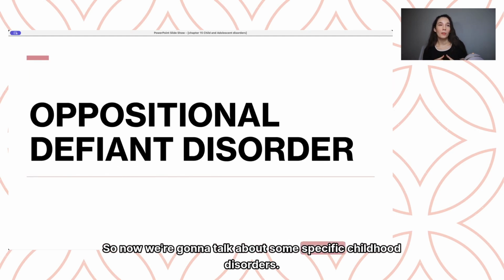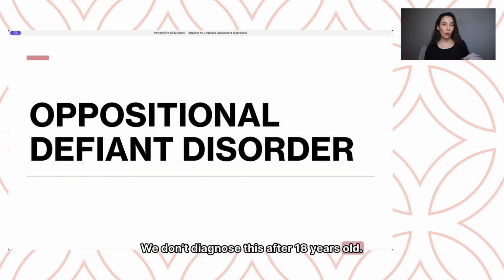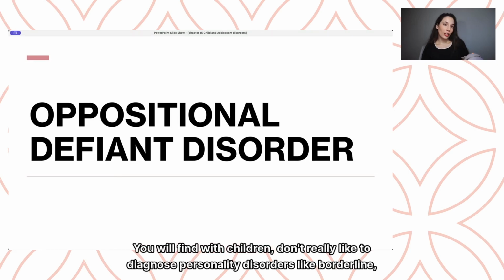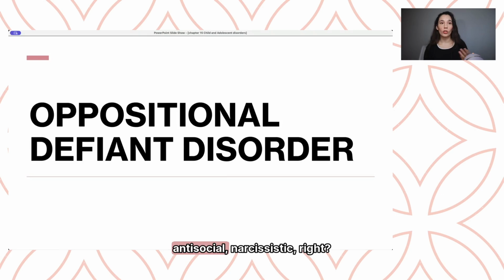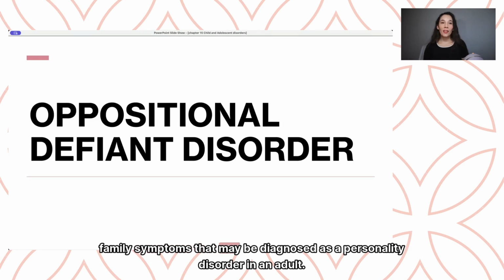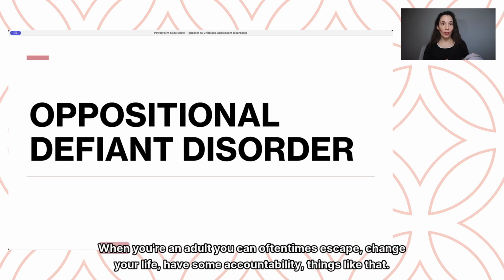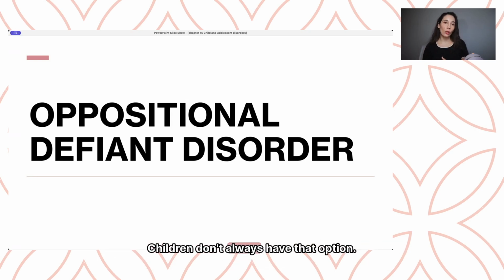So now we're going to talk about some specific childhood disorders. Oppositional defiant disorder is a child-specific disorder. We don't diagnose this after 18 years old. You will find with children, we don't really like to diagnose personality disorders like borderline, antisocial, narcissistic, right? Because the child is still developing and there is a lot of influence from the home environment and the family. Symptoms that may be diagnosed as a personality disorder in an adult may in a child be a manifestation of something they can't escape from in the home, right? When you're an adult, you can oftentimes escape, change your life, have some accountability, things like that, right? Children don't always have that option.